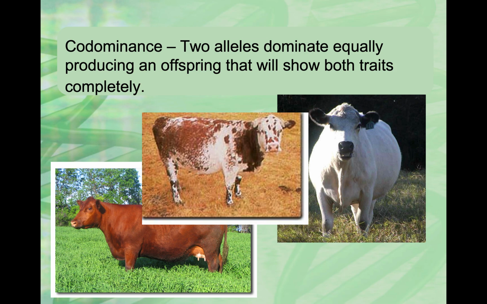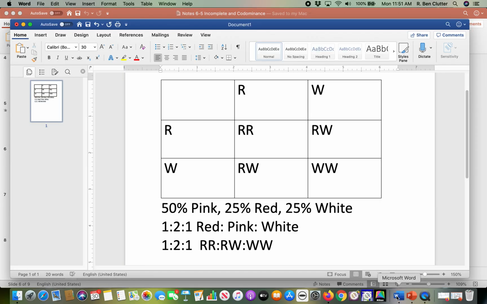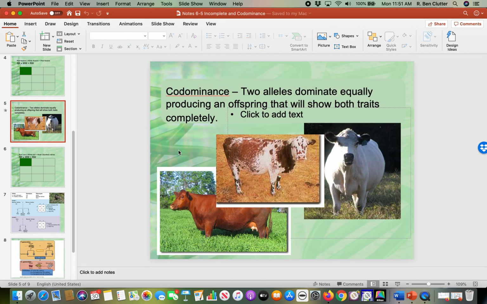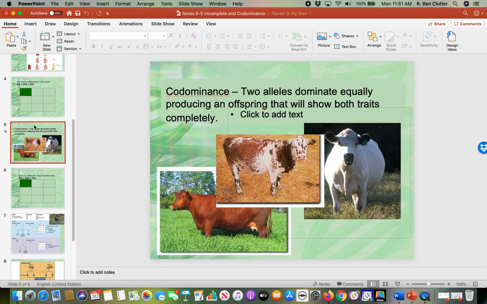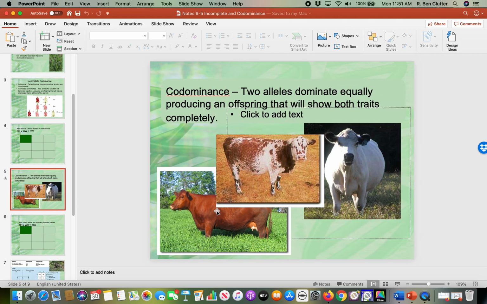And so really, what does the Punnett square look like? Well, it's actually exactly the same, which is why we're covering this at the same time. So what the heck is the difference between complete dominance and codominance and incomplete dominance? So in incomplete dominance, red and white makes pink. Here we have red and white, and we end up with something that's red with white spots.